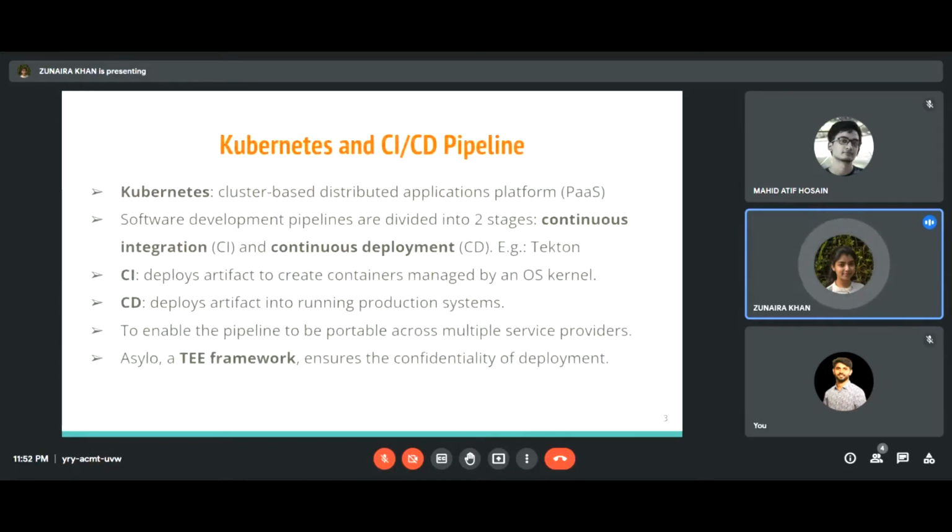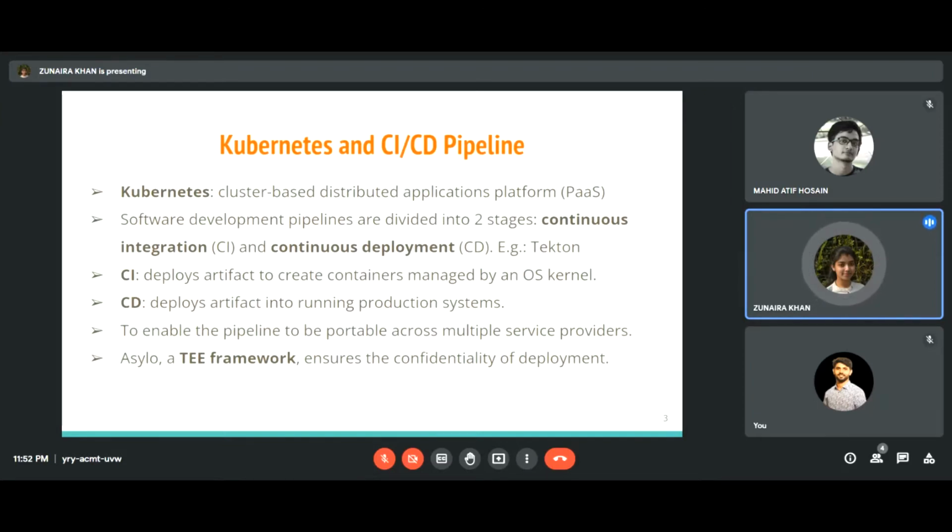So to begin, we first have to understand what is Kubernetes and CI/CD pipeline. Kubernetes is a cluster-based distributed applications platform which is used for automating software deployment, scaling, and management. Usually, artifacts may not be protected from outside observers or cloud providers during execution.